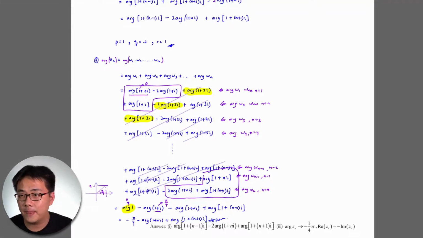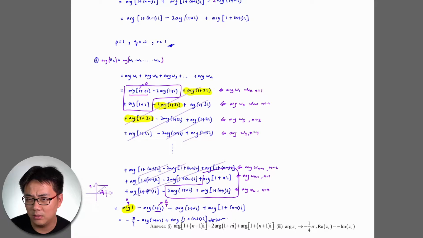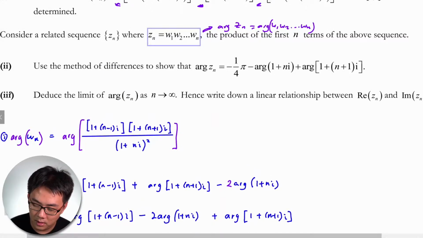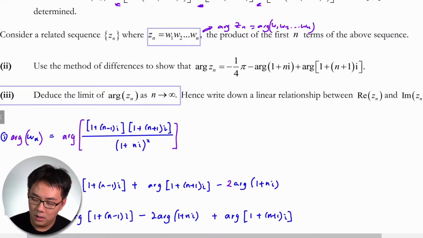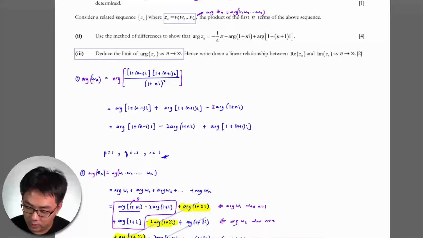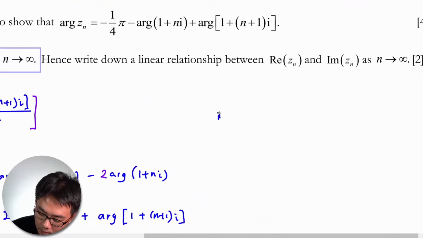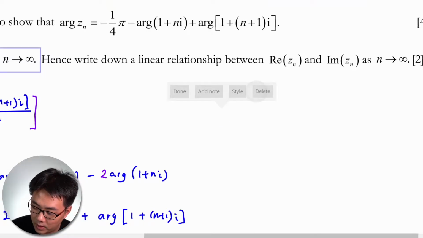For the last part, you're told that as n goes to infinity, write down the linear relationship between the real part of Zn and the imaginary part of Zn. Okay, deduce first. So we're going to deduce the first one first. As n goes to infinity, we look at argument Zn. This is part 3.